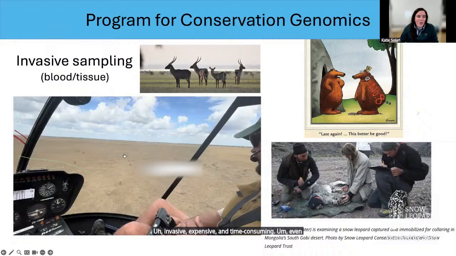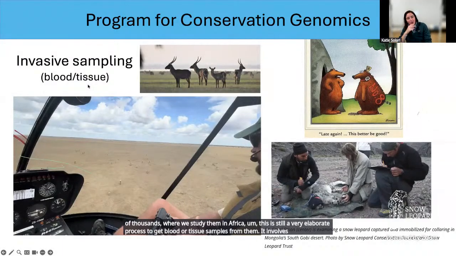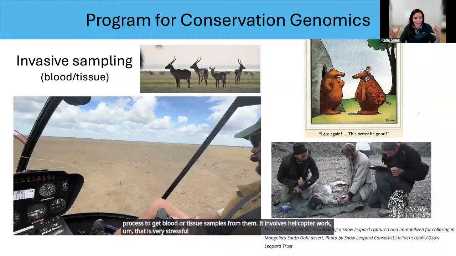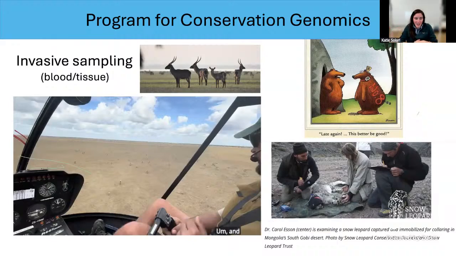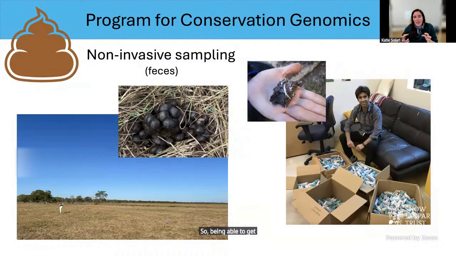Even for work that we do on much more common species, such as waterbuck, which number in the tens of thousands, where we study them in Africa, this is still a very elaborate process to get blood or tissue samples from them. It involves helicopter work that is very stressful for the whole ecosystem and very expensive. So, invasive sampling has lots of drawbacks. And so the key thing that we're focusing on is being able to move away from invasive sampling and more towards non-invasive sampling. So being able to get very meaningful, insightful information from fecal samples.